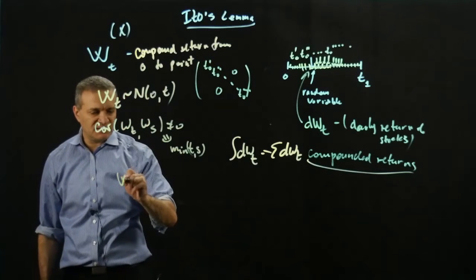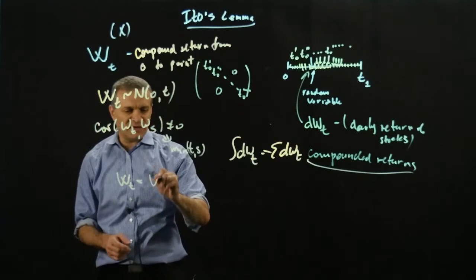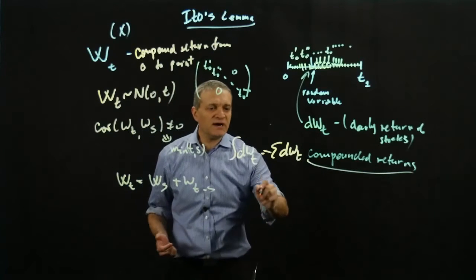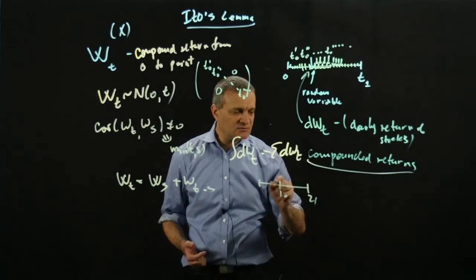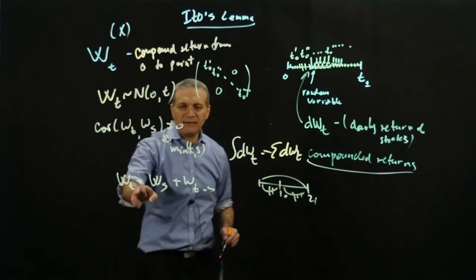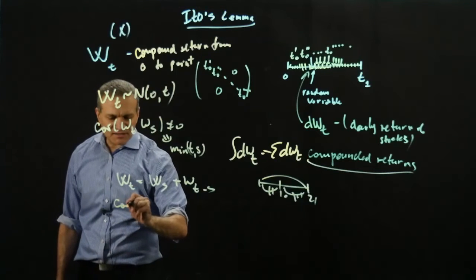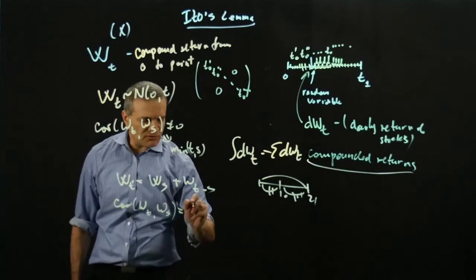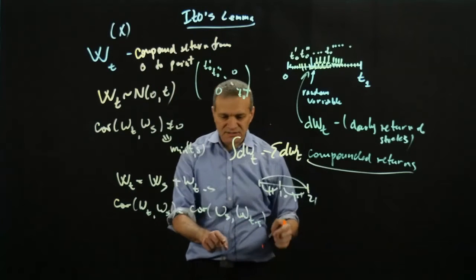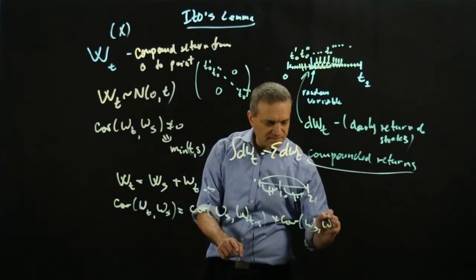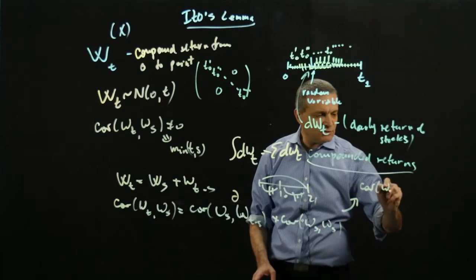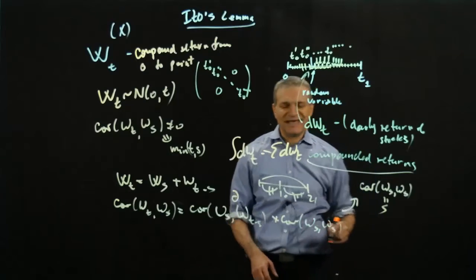Why is it equal to the minimum of t and s? Because you can think about W_t as a compound return until time t. So it's equal to the compound return until time s plus the compound return for the time t minus s. If you are here at 21 and this is 10, the compound return until 21 equals the compound return until 10 plus the compound return from 10 to 21. So W_t equals W_s plus W_{t-s}, and then the covariance of W_t and W_s equals the covariance of W_s and W_{t-s} plus the covariance of W_s with W_s. But because W_s and W_{t-s} are independent, their covariance is 0, so you get the covariance of W_s with W_s, which is equal to s.